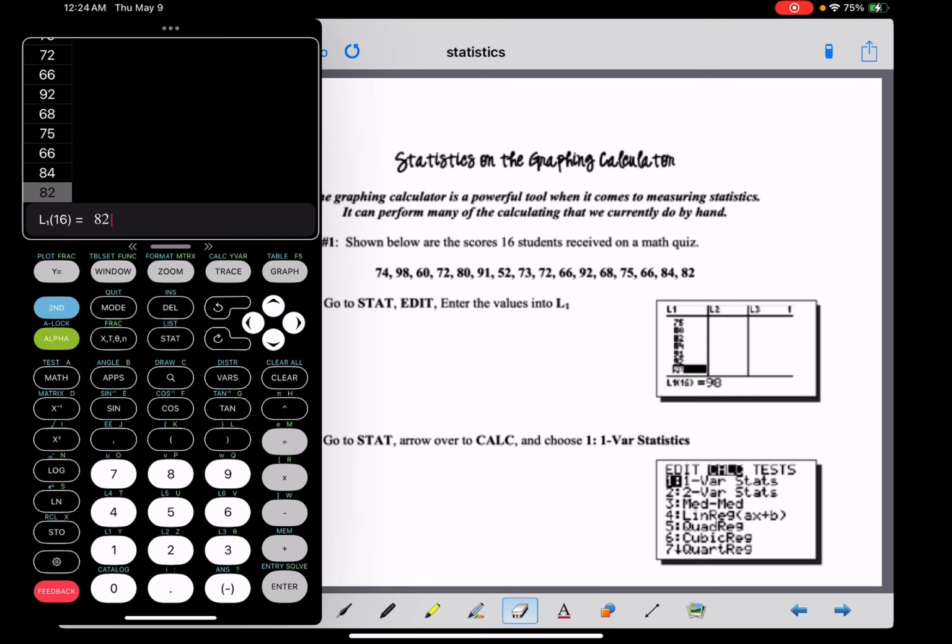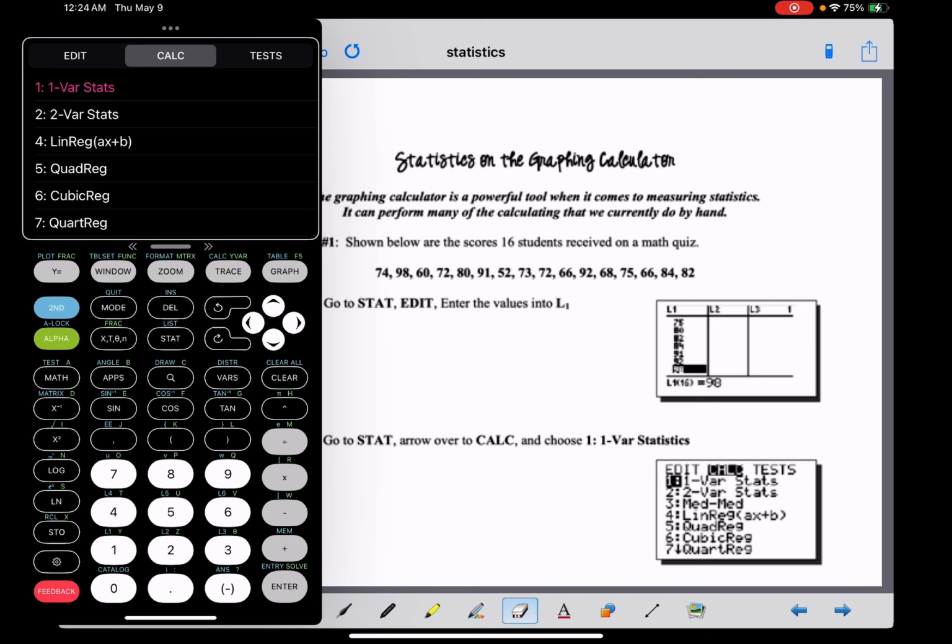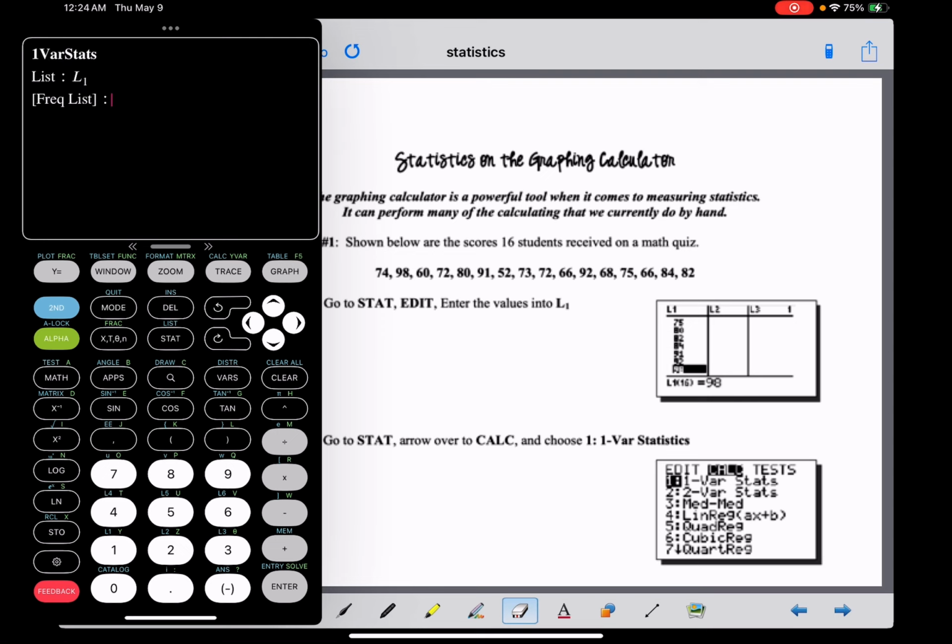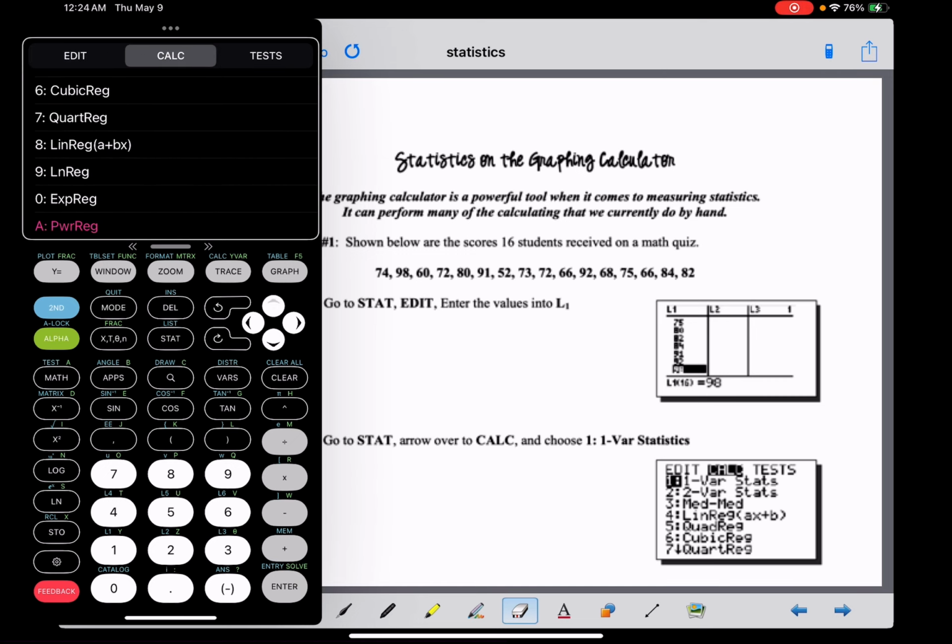So now what I'm going to do is I'm going to go ahead and go to Stat again, arrow over to Calc. This is the middle section for you. And we want to choose 1-Var Stats. This is one variable statistics. So we're clicking that. And then it should already be set. Please make sure that your calculator says list L1 and that your table matched L1. If they don't say L1, you're going to need to make sure that they match. And if you need to do that, you should be able to just set that up.